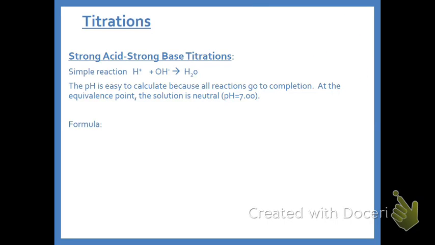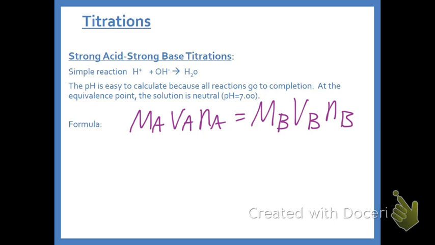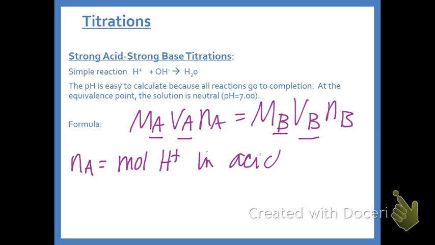To calculate, because remember I told you you could calculate the unknown, you're going to use this formula. MAVANA equals MBVBNB. The MA and VA are molarity and volume, just like they have been in the past. So this is the molarity of the acid, the volume of the acid. Molarity of the base, volume of the base, just like what we know those letters stand for. The NA, however, is moles of hydrogen in your acid. The NB is moles of hydroxide in your base.